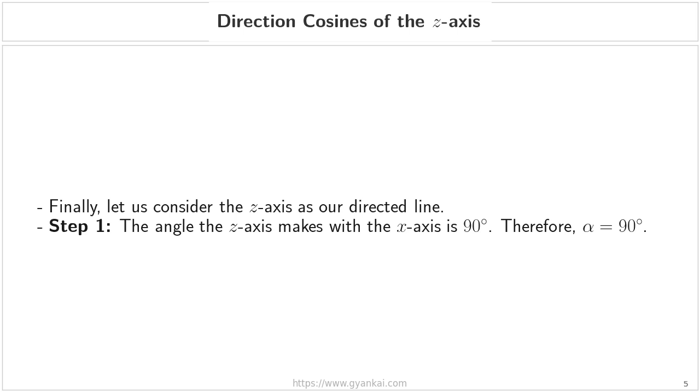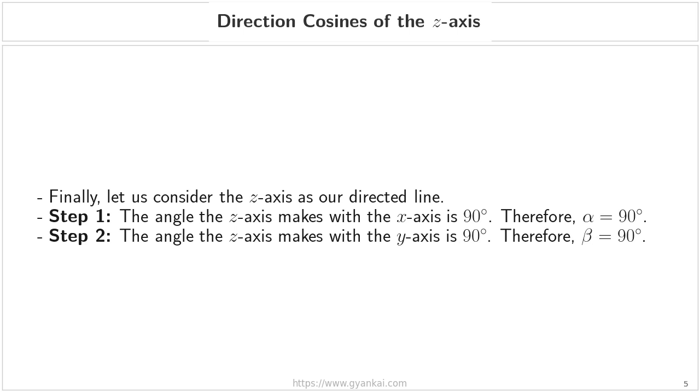Step 1. We look at the angle the z-axis makes with the x-axis. Since these two axes are perpendicular to each other, the angle is 90 degrees. Therefore, alpha equals 90 degrees. Step 2. Next, we look at the angle the z-axis makes with the y-axis. Again, because they are perpendicular, this angle is also 90 degrees. So, beta equals 90 degrees.